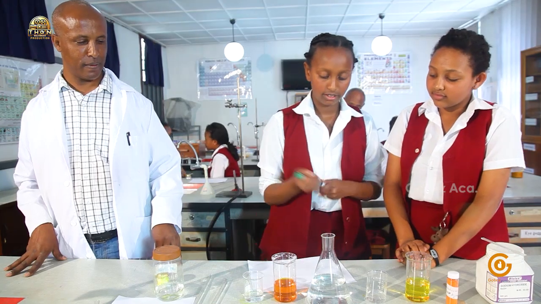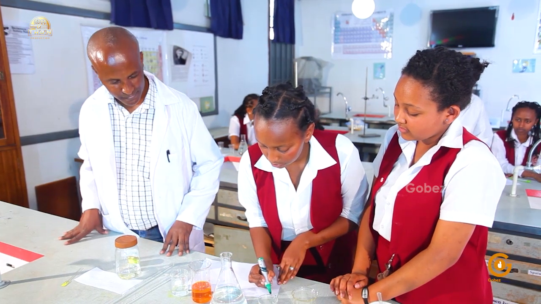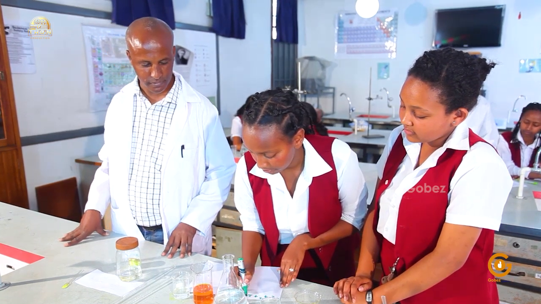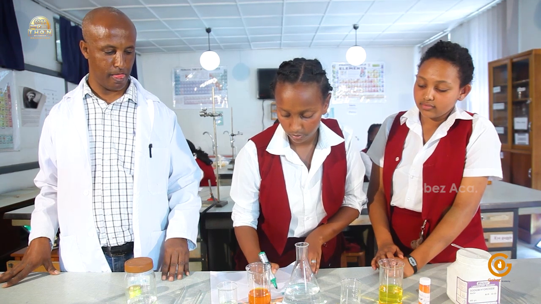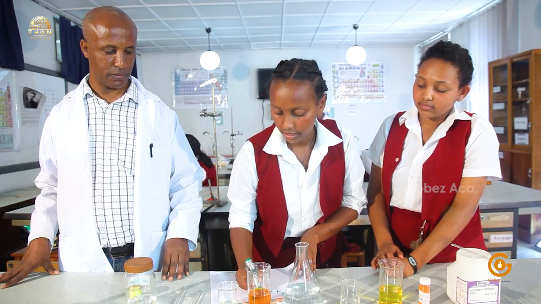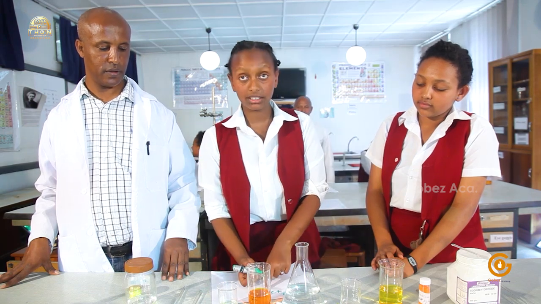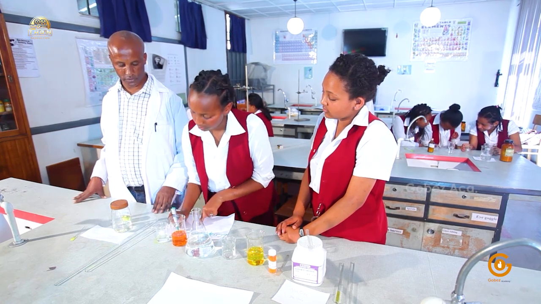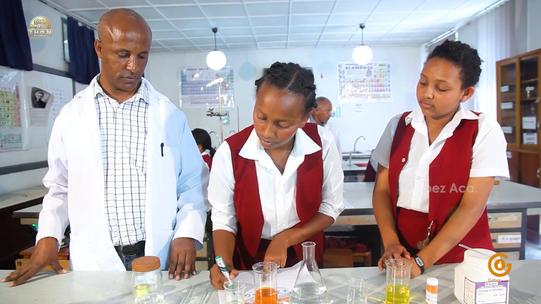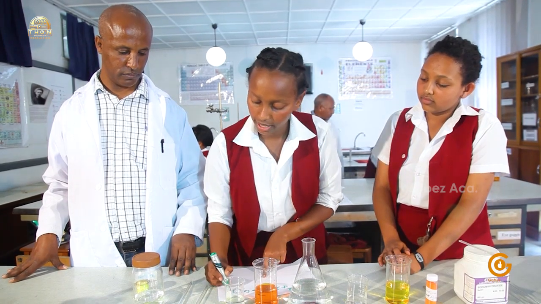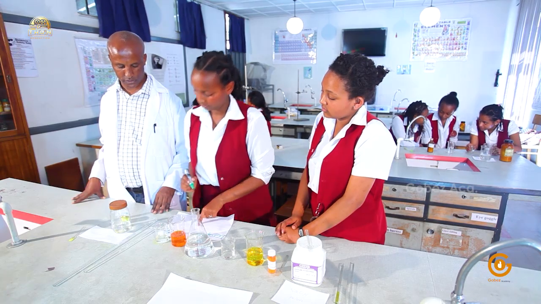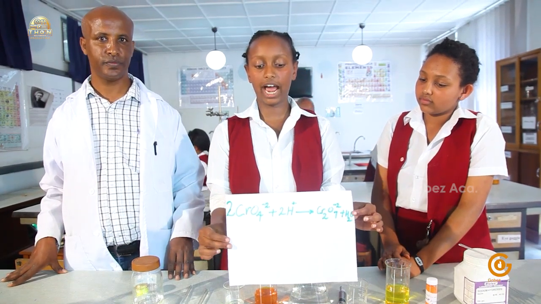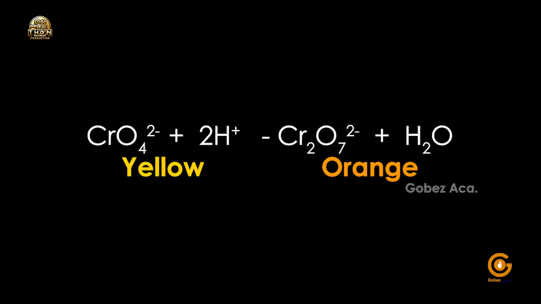I first had a chromate. So I have here a chromate. It reacted with the hydrogen ion from the acid, then it formed a dichromate, and also water. So, to the audience, as you can see, this is the reaction that took place in my experiment.